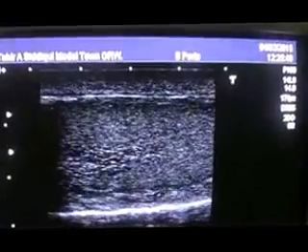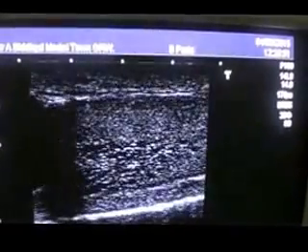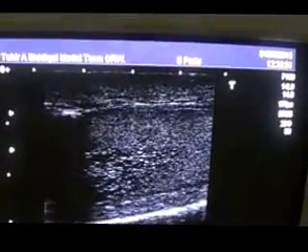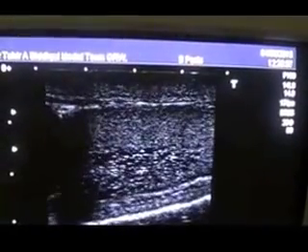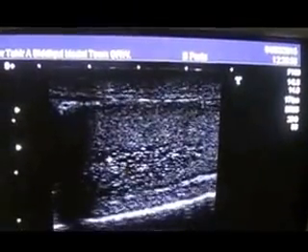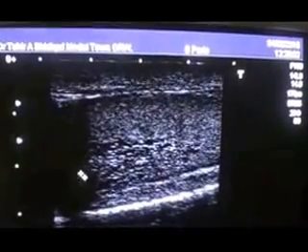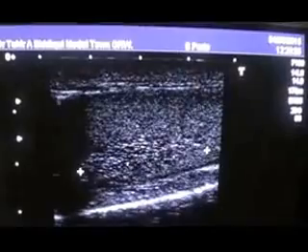See that? And there are also microcalcifications. This is the definition of microcalcification. You see, these are all microcalcifications, along with this area.